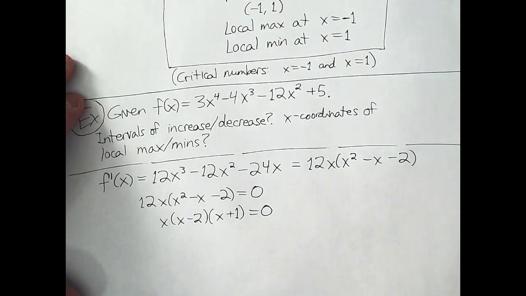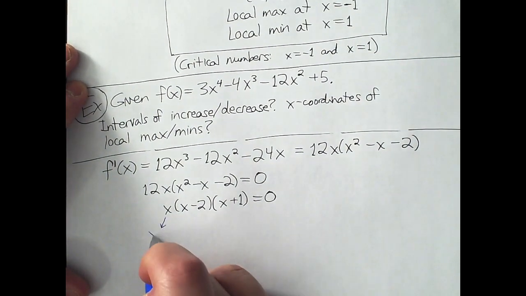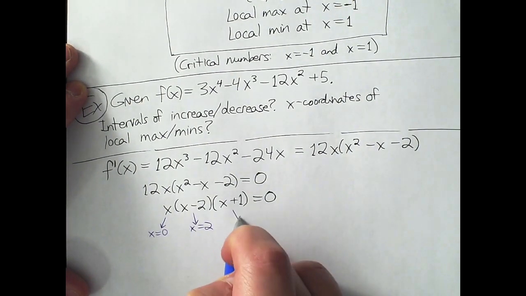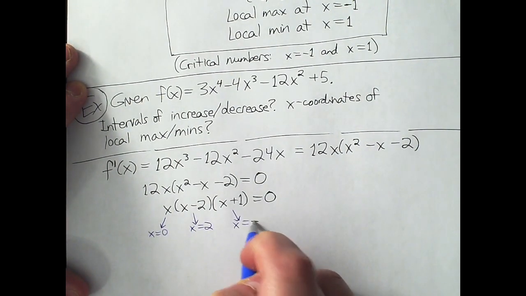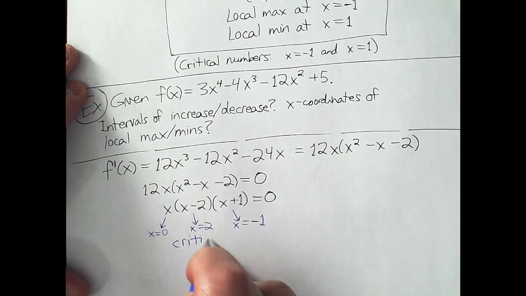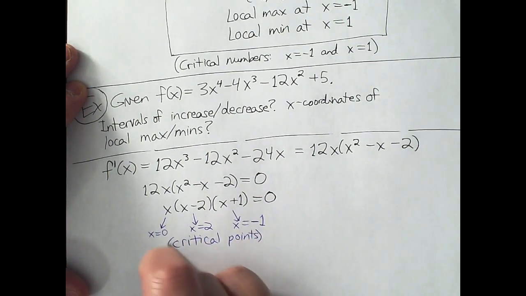All right, so it looks like I'm getting 3 different results here. x equals 0, x equals 2, x equals -1. Those are my critical numbers. Or I'll say critical points. I've been using those phrases interchangeably, but anyway.